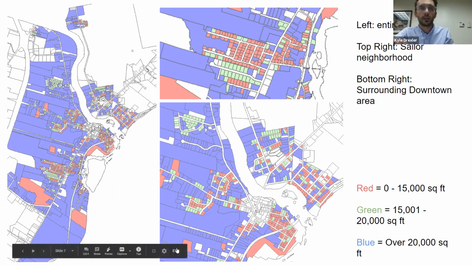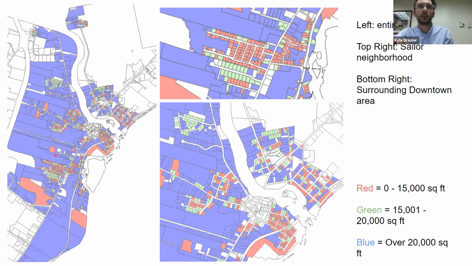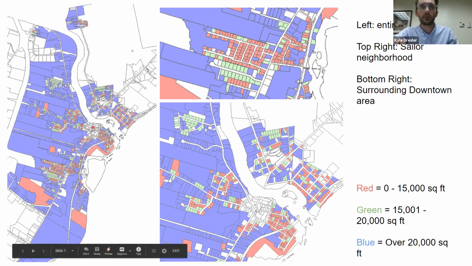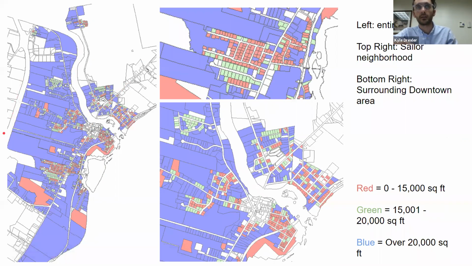If you look at this image on the left here, that's showing the whole MDR district. So you have Main Street, Route 2 along here, and the interstates over here on the left side. You can see a lot of blue, which is those lots over 20,000 square feet.